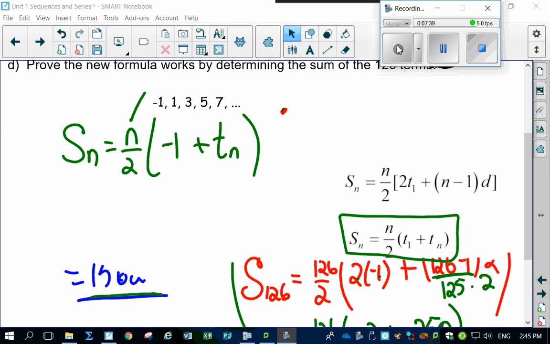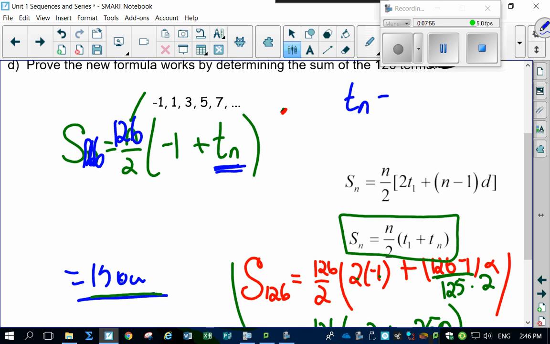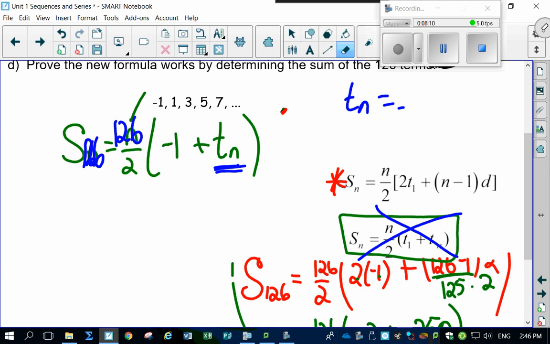Now, you can prove this formula by just popping in the numbers. Again, you'd have to put in 126 here. But here's the drawback. You don't know Tn. So this may not necessarily be the nicest way to figure out the formula. Here's another thing that you can look at. Look at this formula then. You might have to actually look at the more difficult formula to work with. So, all right, let's use it.